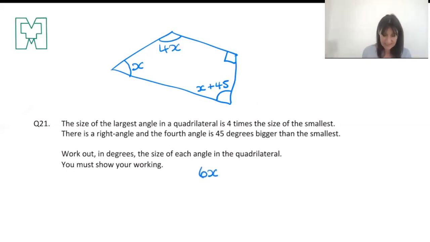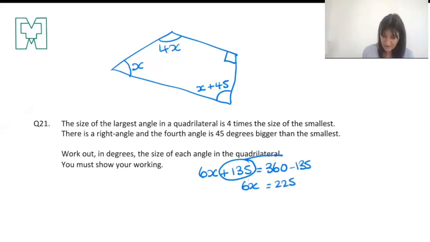And my numbers, 90 plus 45 are 135. That's the total of all the angles added together. They equal 360. So take off the 135 that we know, gives us 6x equaling 225. Divide through by 6, and x is equal to 37.5. And now all I need to do is substitute into each of my equations.